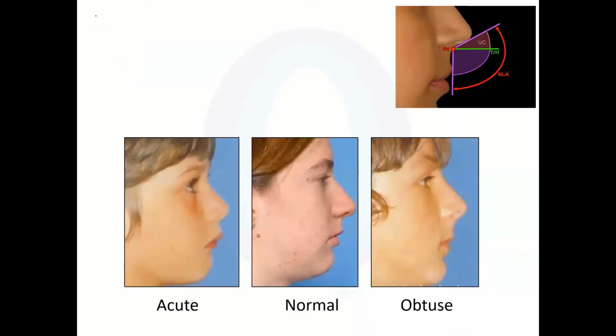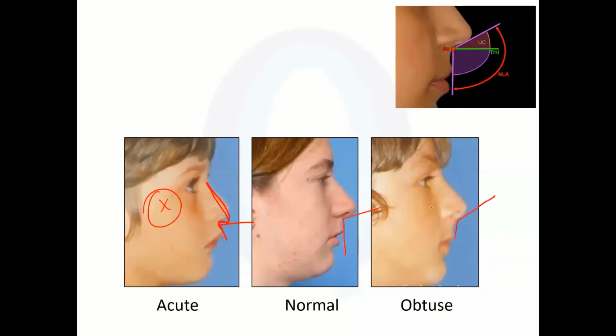Next is nasolabial angle. So how do you draw nasolabial angle? You put it at the base of the nose and till the upper lip. So this is how you draw a nasolabial angle. This photo is not actually correct. It should have been like this. So nose should have been like this, then it becomes acute. This is not actually acute. This diagram is not correct. So this is normal, and this is obtuse.